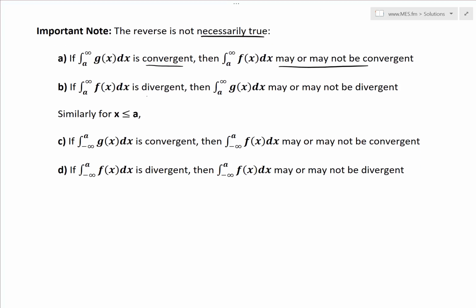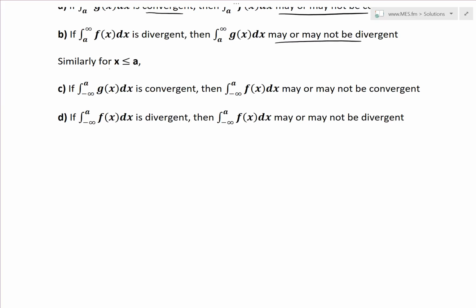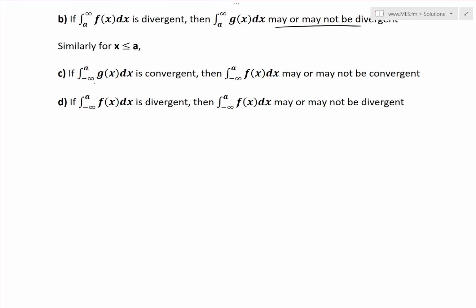And again, if f of x is divergent, then the integral from a to infinity of g of x dx may or may not be divergent, because we already know f is greater than or equal to g of x. So if this is going to infinity, for example, g could still converge and have a finite area. Similarly, the same is the case for when x is less than or equal to a. So basically the same thing here. I'm not going to go over that. I just put this for completeness' sake.